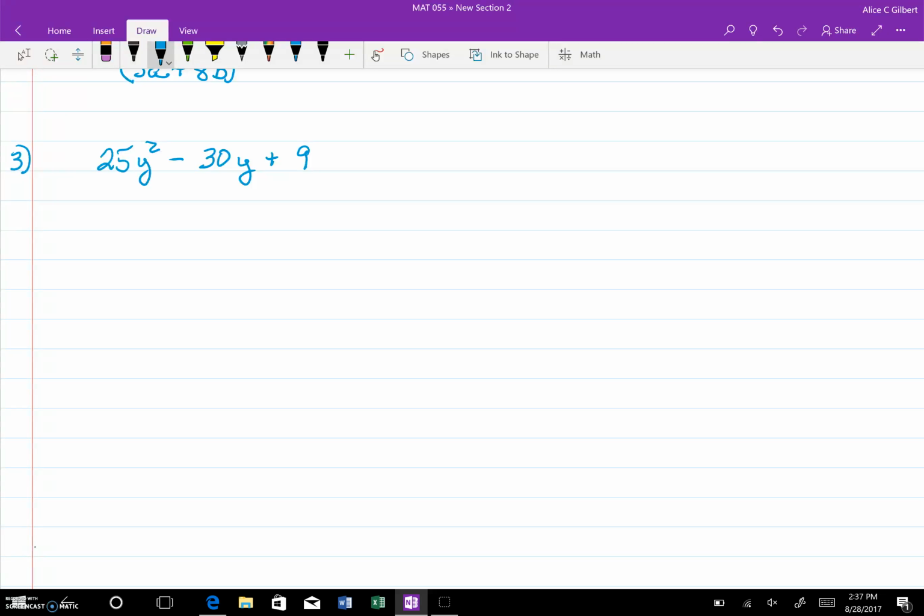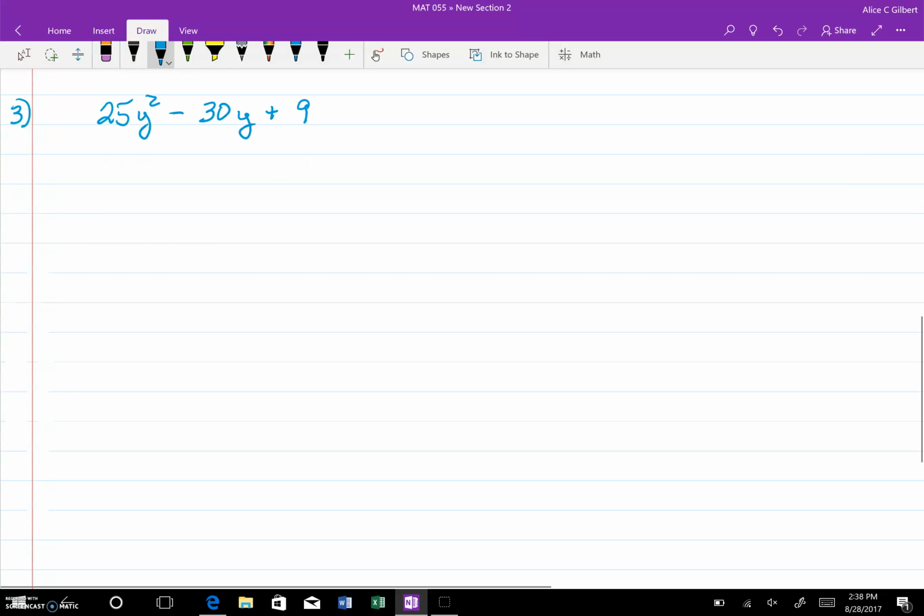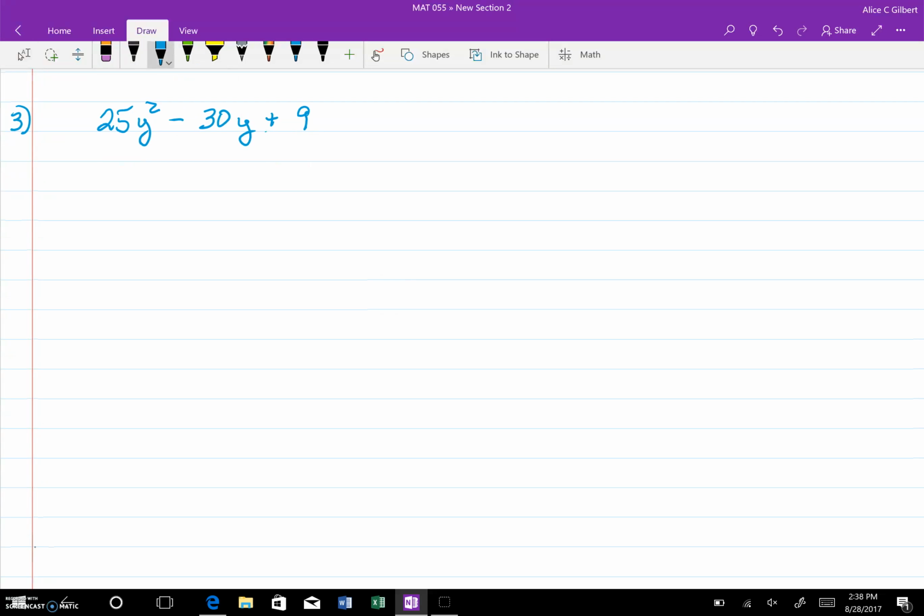Rule number 1, any greatest common factors? There is not. Rule number 2, is it a special factoring form? Well, I do not know yet. First question, is it a binomial? If it's not a binomial, it cannot be a difference of squares. Is it a trinomial? Yes, so it might be a perfect square trinomial. First question, is this second sign a positive? Well, it is. So let's go on and see if we can answer yes to the rest of these questions.